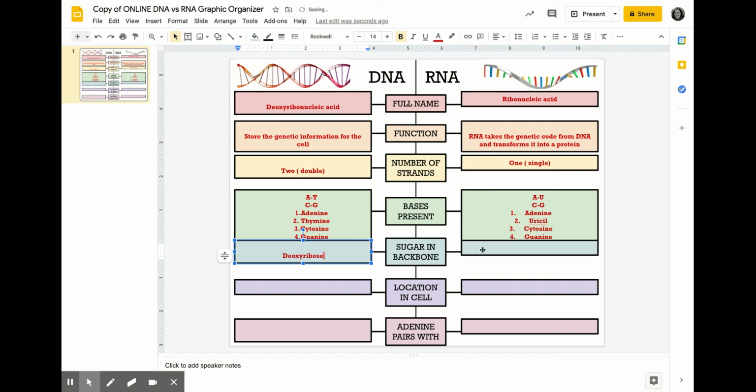deoxyribose. So if deoxyribose is in DNA, what is the sugar that's in RNA? It's ribose.